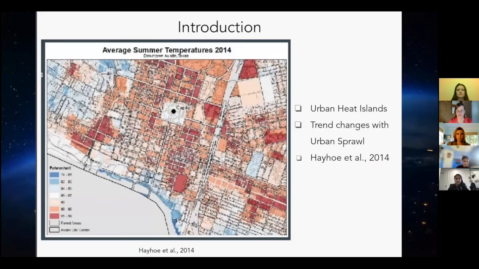An urban heat island is a metropolitan area with higher air and surface temperatures than surrounding areas. The urban heat island effect is a relative measure of urban heat islands.